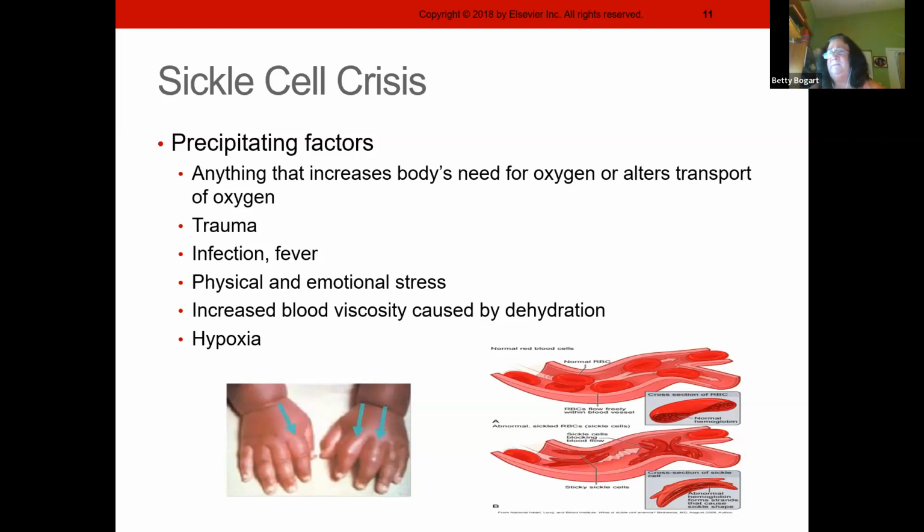Yes, Adiel. How inclined would we be to encourage participation in contact sports in a patient with sickle cell, considering that they can have an enlarged spleen?